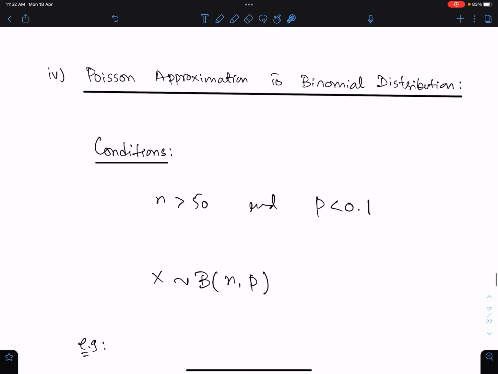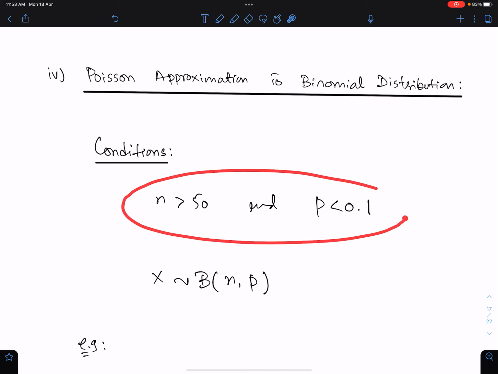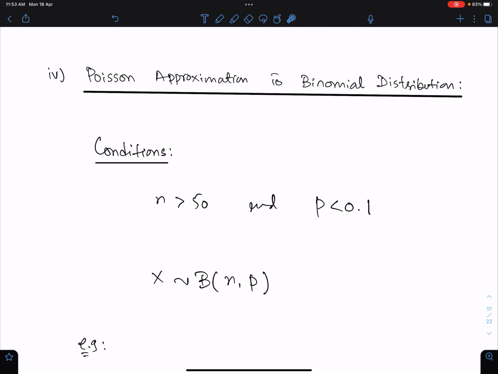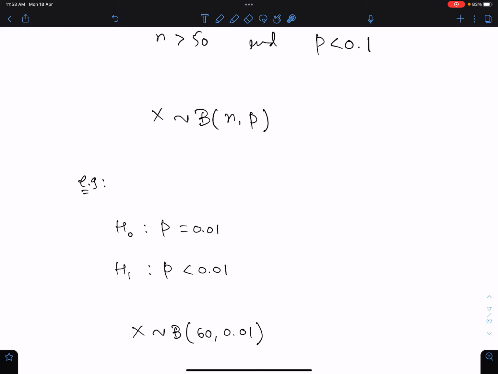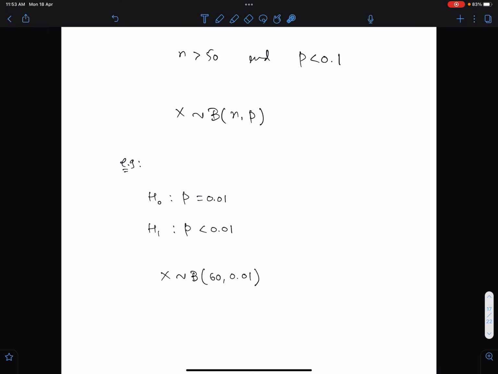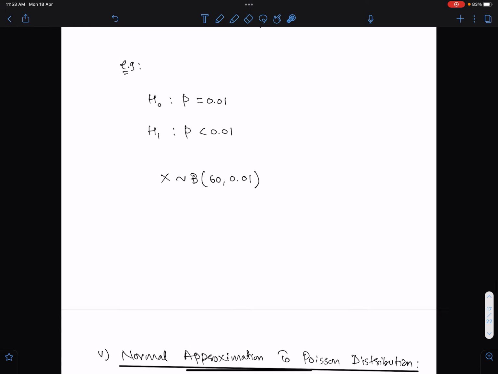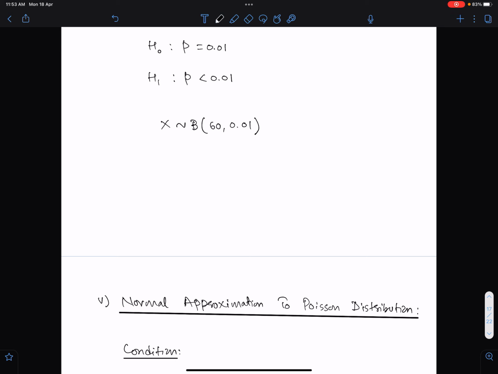Number 4, Poisson approximation to binomial distribution. And this is the condition of Poisson approximation to binomial distribution: n is greater than 50 and p is less than 0.1. So if in a question of binomial, like in this question, n is greater than 50 and p is less than 0.1, then always use Poisson approximation to binomial distribution. This question will be solved with the help of the Poisson distribution formula. Here you have to use this formula.